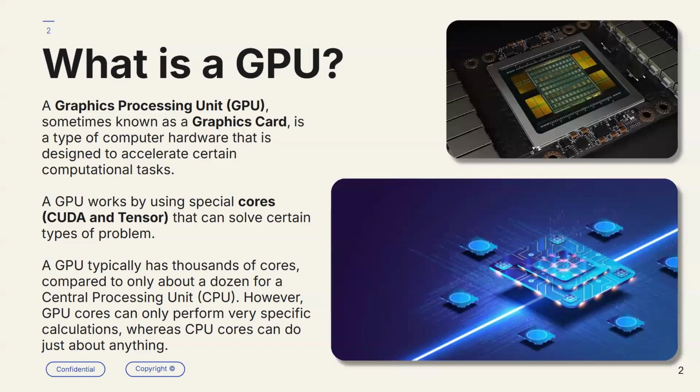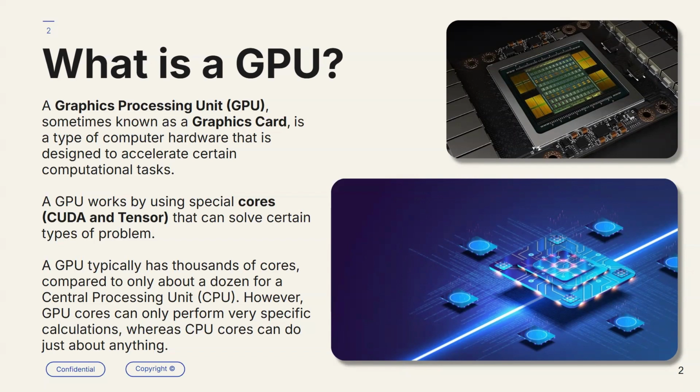So, as Leland said before, a GPU or graphics processing unit, sometimes known as a graphics card, is just a special piece of computer hardware. It's kind of like a CPU or central processing unit, except that it differs in that it can only perform certain types of calculations. A CPU can calculate just about anything. If you put any sort of program into it, you can just run it. But GPUs can't really be used to run most programs.